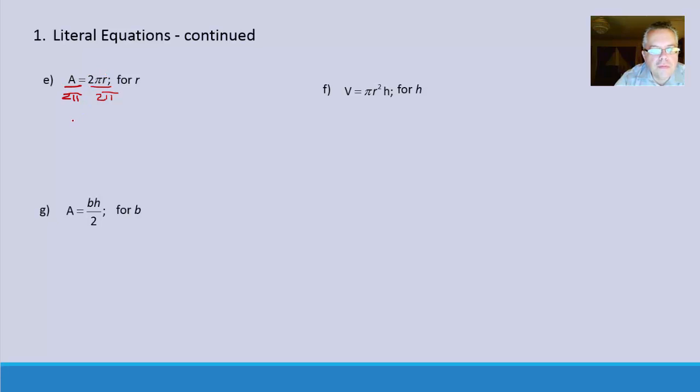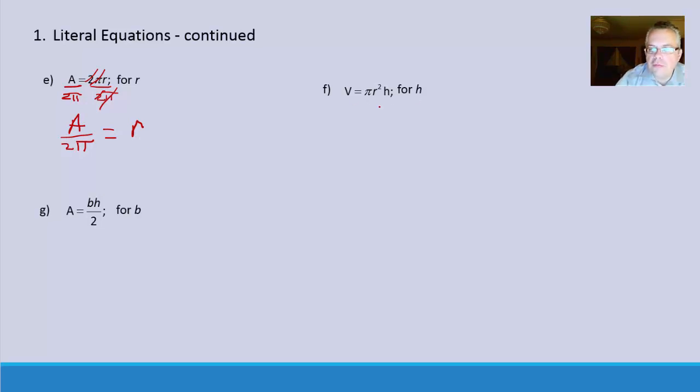So a divided by 2 pi is just a divided by 2 pi. On the right side, the 2's cancel. Pi is just a number like 2. Pi divided by pi is 1. So both of those cancel. We were multiplying by 2 pi. And if we divide by 2 pi, it's just 1. And we get r equals a over 2 pi.